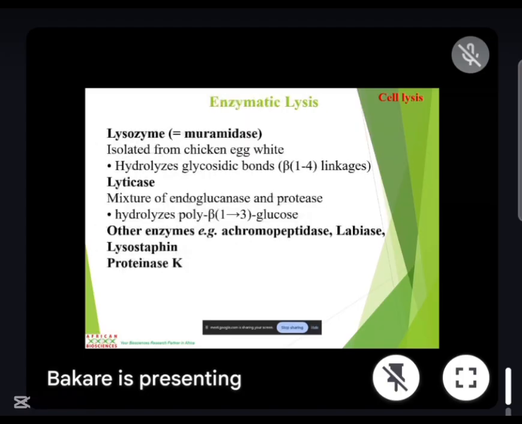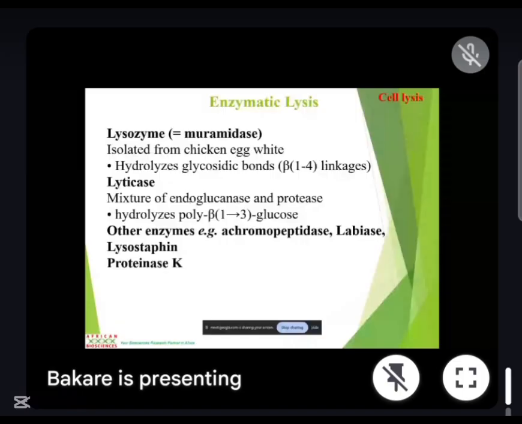Then we have enzymatic lysis. This is when we make use of enzymes to break down the membrane. So we have proteinase K, we have lysozyme. If you want to extract a tissue sample, there are some kits that will tell you that, okay, there is lysozyme inside of it. Some don't put lysozyme because lysozyme is expensive. But if you want a high yield and a good quality DNA, you need to add lysozyme to it.